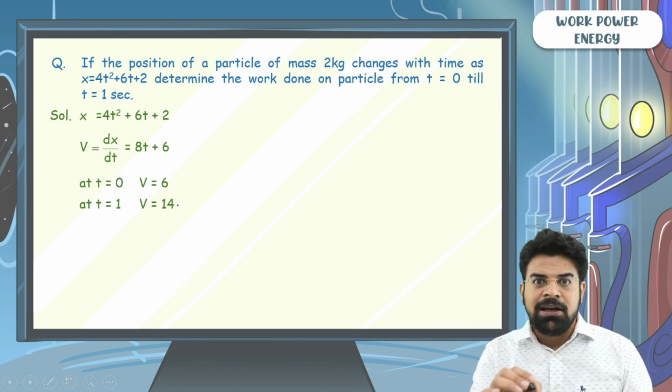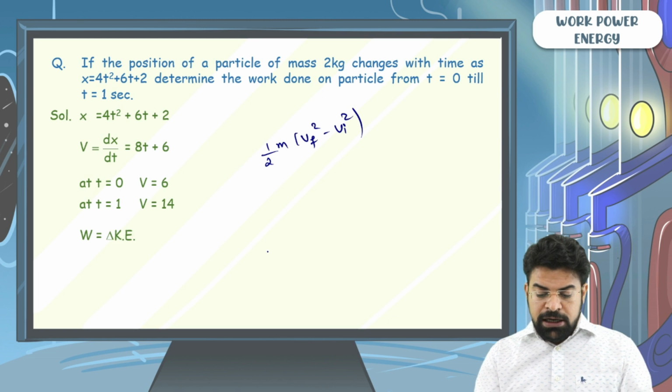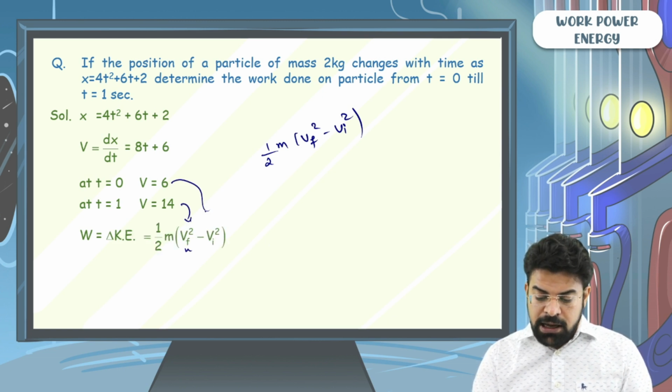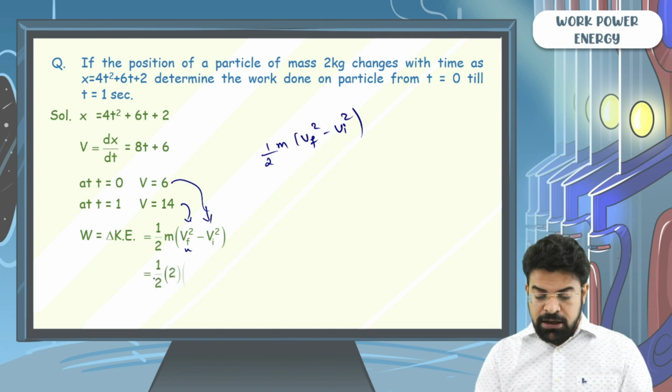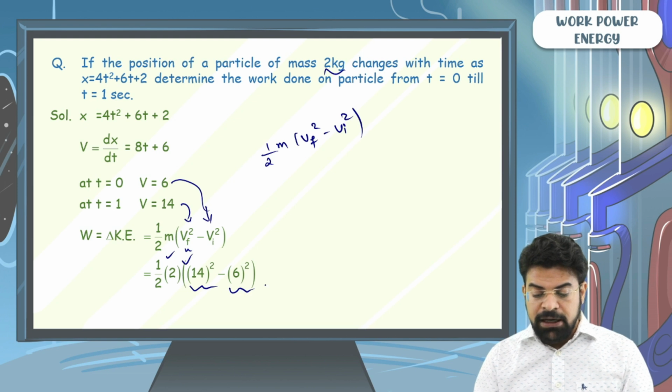So the work done has to be equal to change in kinetic energy. The change in kinetic energy can be written as half m into v final square minus v initial square, and just plug in the value of final speed as 14 and initial speed as 6. So you get half into mass 2 into 14 square minus 6 square.